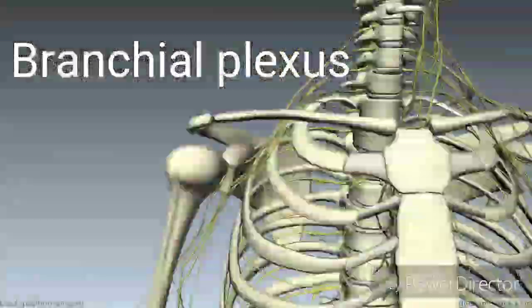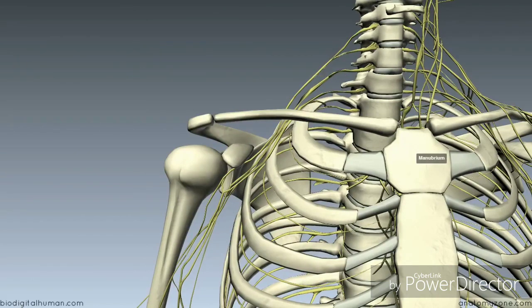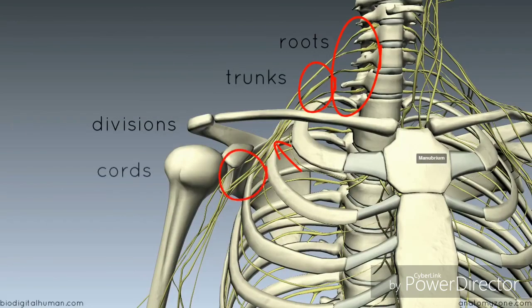plexus. So you can see here I've got a dissected brachial plexus. We've got the roots C5, C6, C7, C8, T1 here. We've got the trunks, the divisions lying under the clavicle, and then you've got the cords distally.